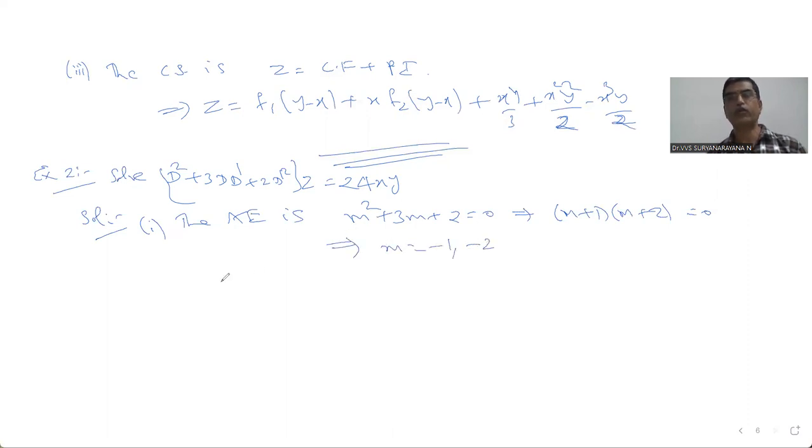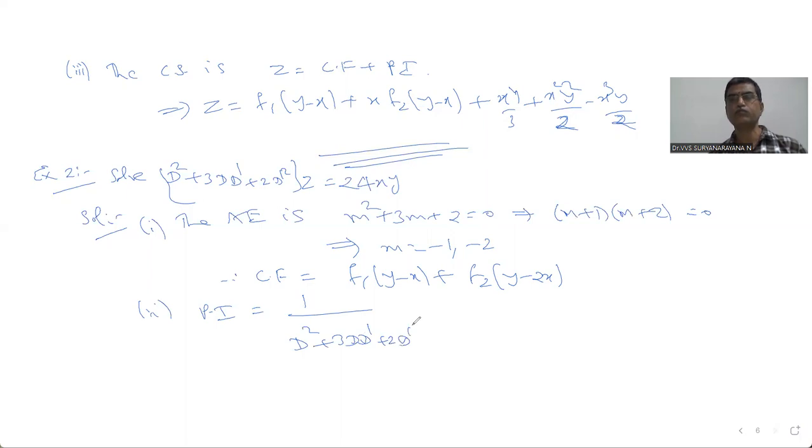So m1, m2 are different. So our complementary function is some function of y plus m1x plus another function of y plus m2x. Here m1 is minus 1, m2 is minus 2. So step 1 is as usual, there is no confusion at all in this. The particular integral means 1 by the LHS operator to be operated on this 24xy.